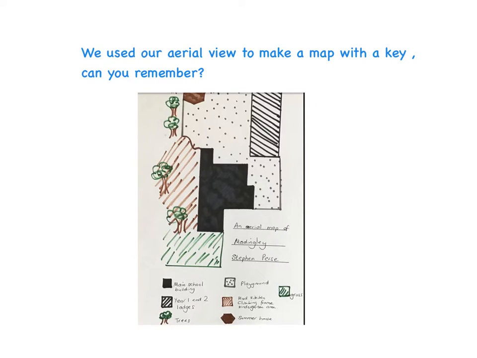Okay, Year 1, we used our aerial view to make a map with a key. Can you remember? When we drew our map, it was very important that we included a key, which is down here. Remember that the key on our map tells us what the symbols mean. And the symbols on a map can be small pictures, like here for the trees. They could be letters or even coloured areas to show us the features of our map.